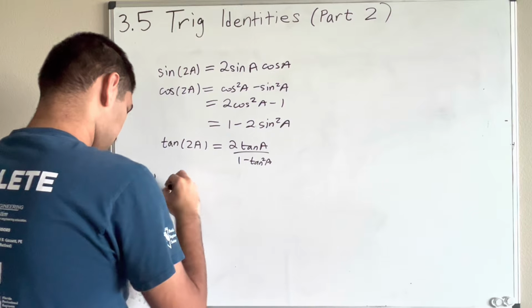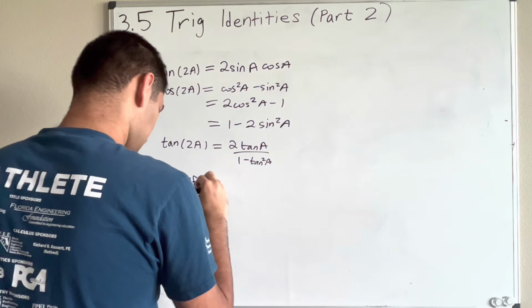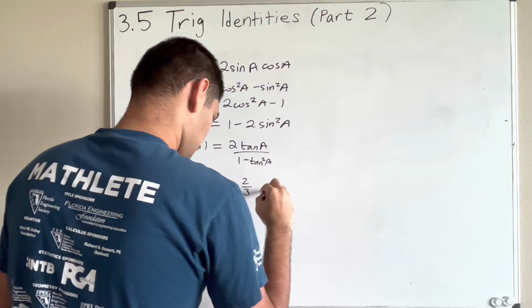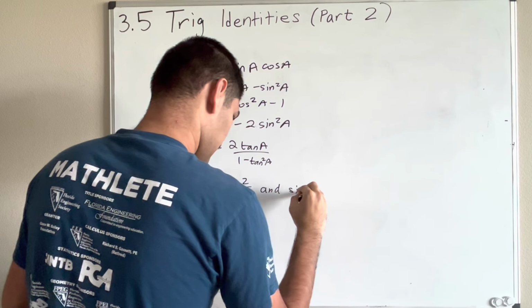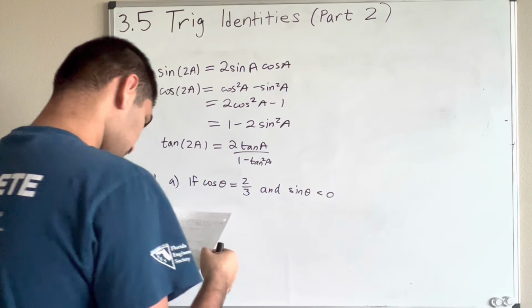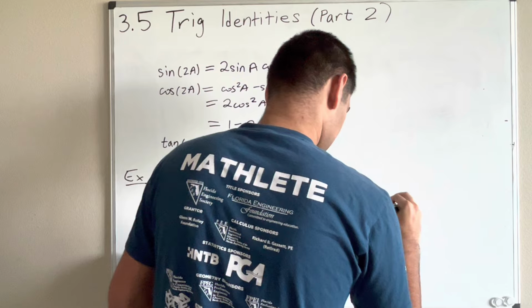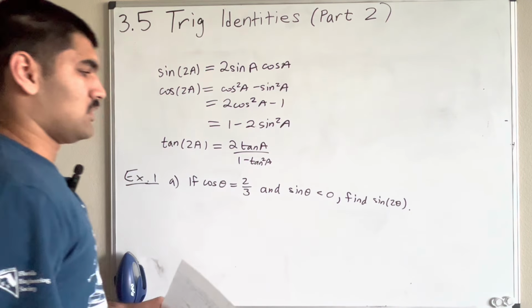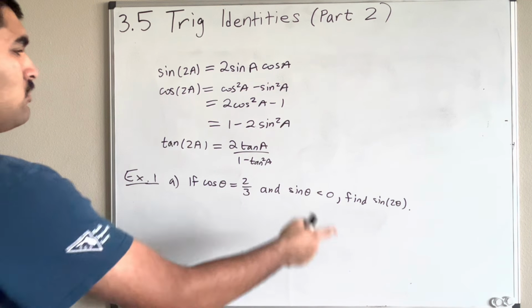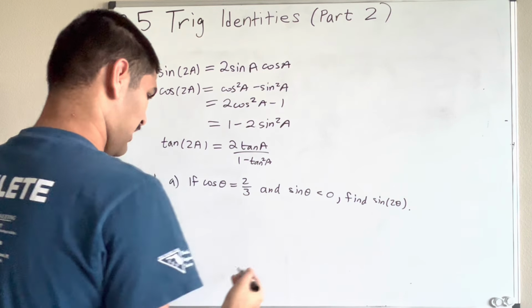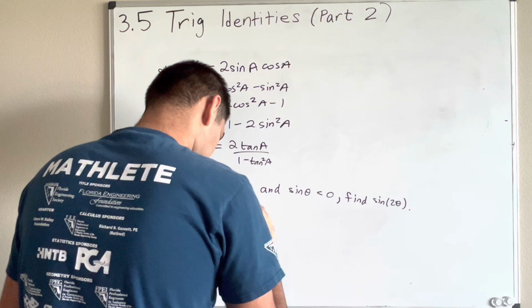So let's see, suppose we have cosine of theta equals 2/3 and sine theta is less than 0. And so then we want to find sine of 2 theta. So we know that sine of 2 theta is 2 sine theta cosine theta, right? So let me write that down. Sine of 2 theta is 2 times sine theta times cosine theta.